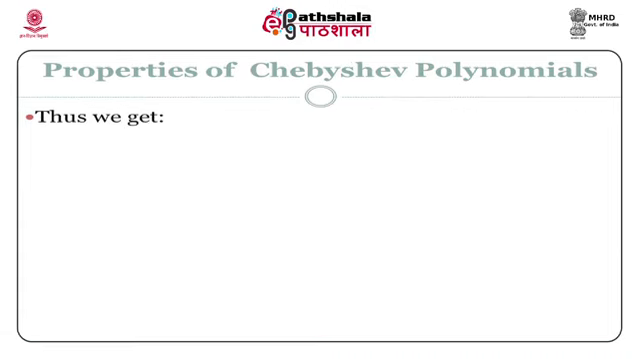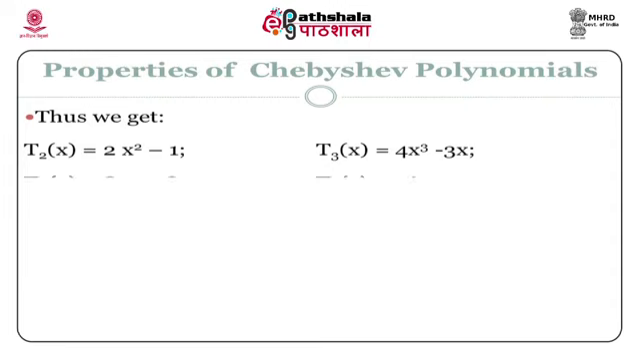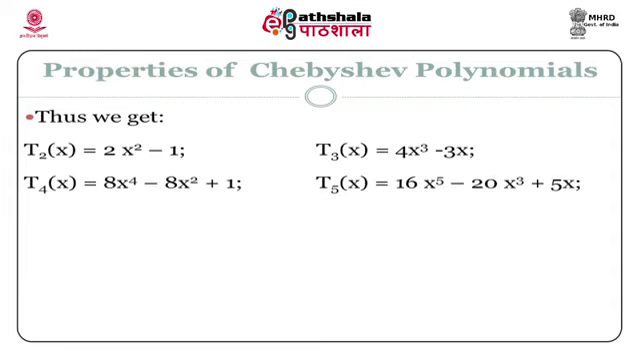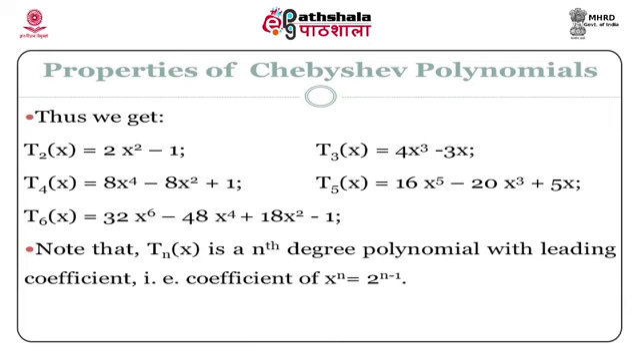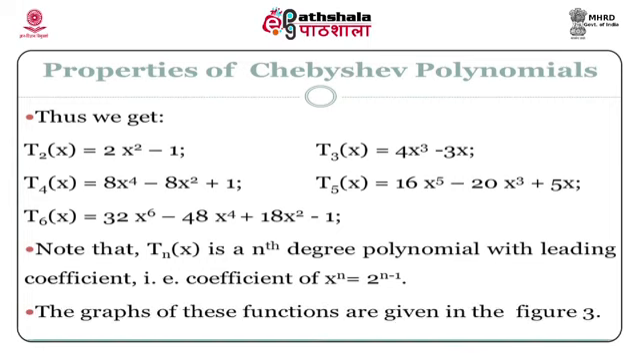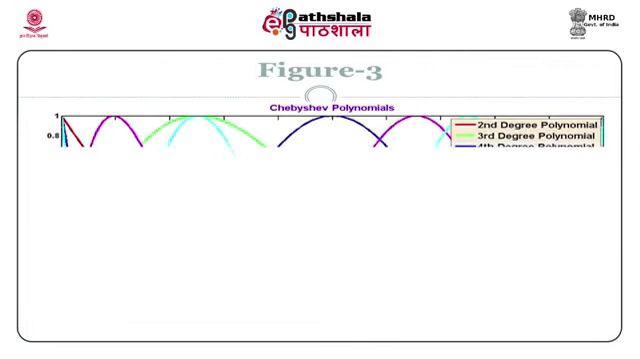Thus we get T2(x) equal to 2x square minus 1 using this recursive relationship. T3(x) equal to 4x cube minus 3x, T4(x) equal to 8x raised to 4 minus 8x square plus 1, T5(x) will be 16x raised to 5 minus 20x cube plus 5x, and T6(x) will be equal to 32x raised to 6 minus 48x raised to 4 plus 18x square minus 1. Note that Tn(x) is an nth degree polynomial with leading coefficient, that is the coefficient of x raised to n, equal to 2 raised to n minus 1. The graph of these functions is given in the following figure 3. You can see that these are the graphs of various functions.